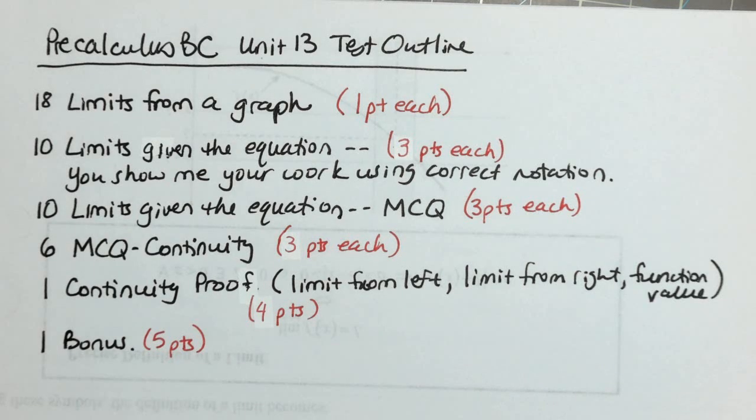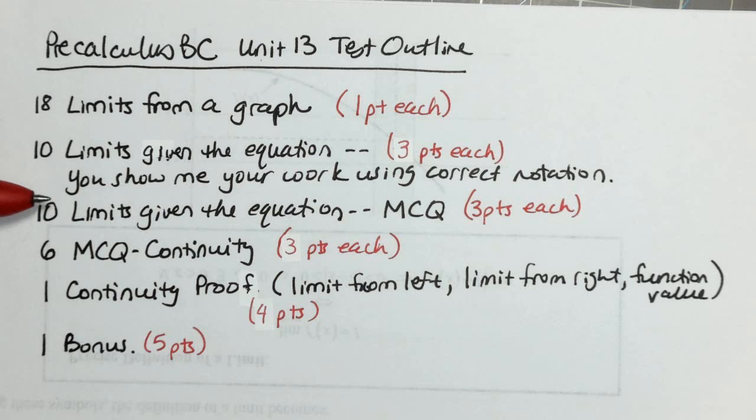Okay, today we're reviewing Unit 13. This is an outline for the test. Should be a quick test. 18 little limits given a graph. Those should be very, very quick. 20 limits where you're given an equation. 10 you have to show me all your work.